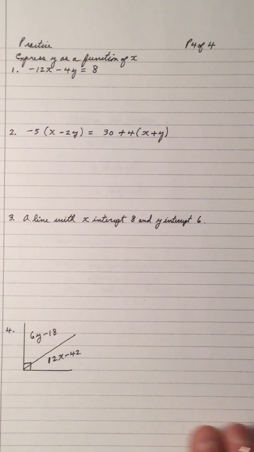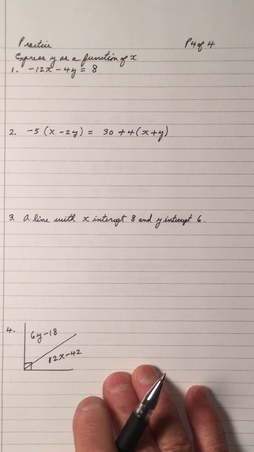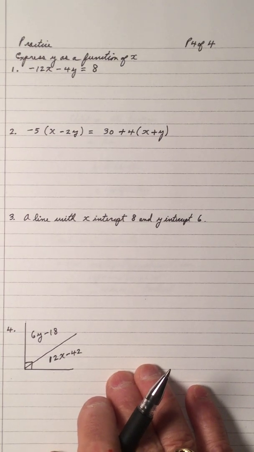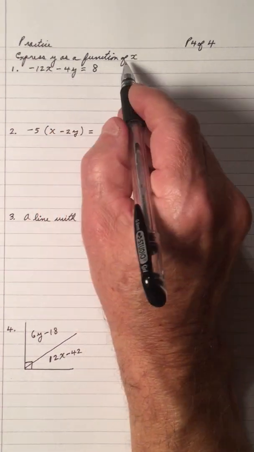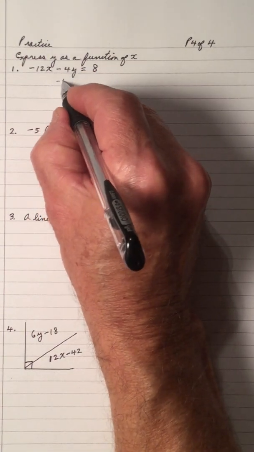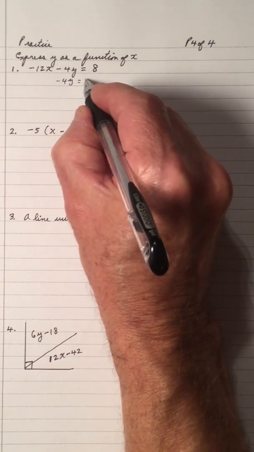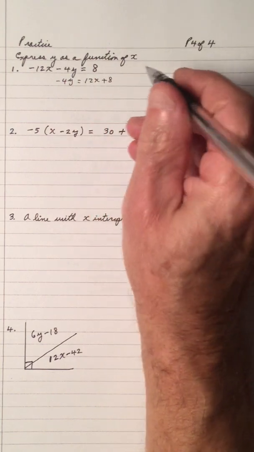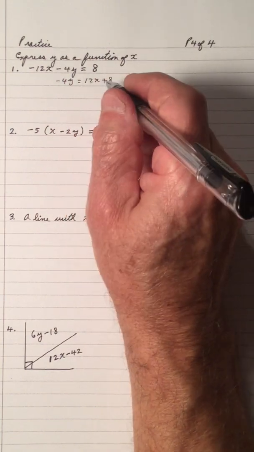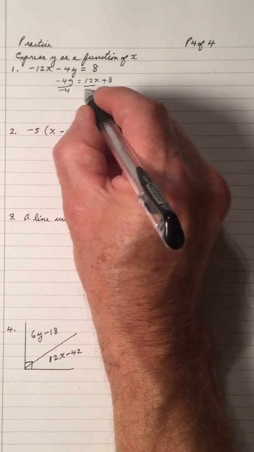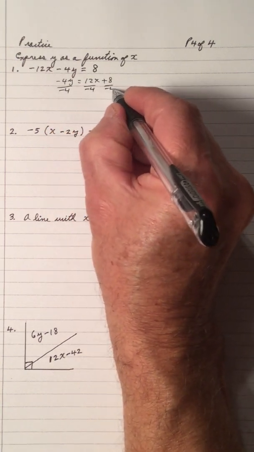Now we have more practice. And practice means pause the video and work with these answers. Express y as a function of x. That means we have to solve it for y. So negative 4y equals 12x plus 8. And again, pause your video, work out the answer, play it back to see if you're right, to make sure. And if you're right, perfect, excellent.